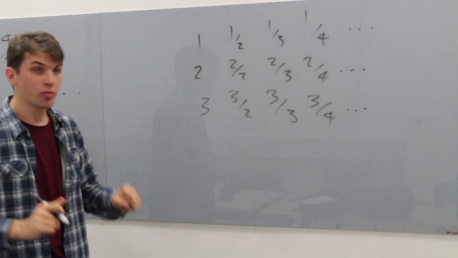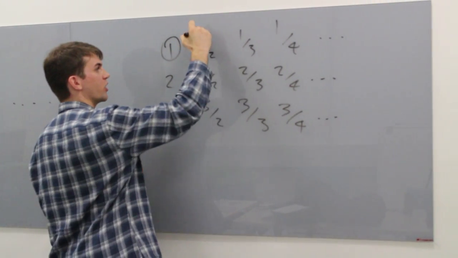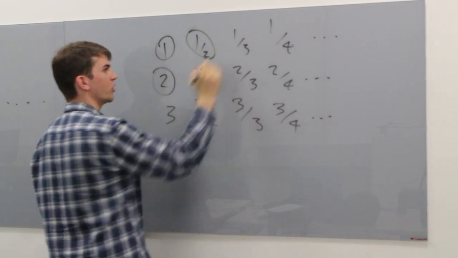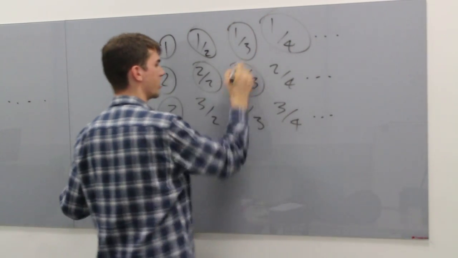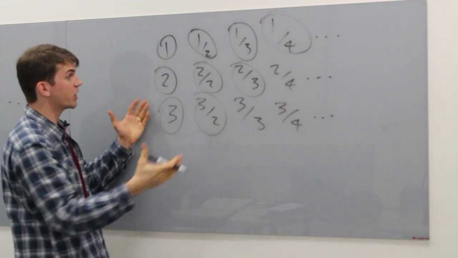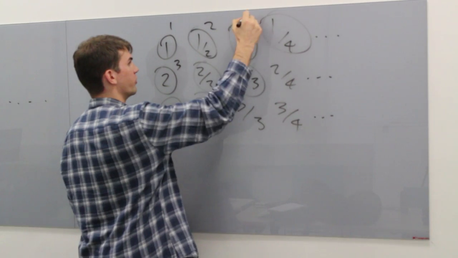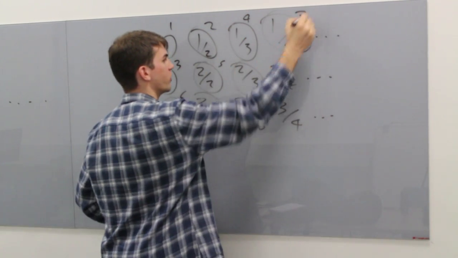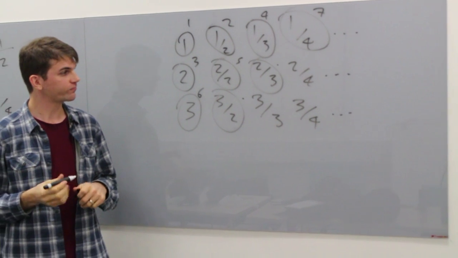Okay, so I'm going to count these numbers as follows. This is going to be the first one. The second one, the third one, fourth, fifth, sixth, seventh, eighth, ninth. And I'm working down in diagonals. And if I do it like this, I'm going to count all of those numbers. So 1, 2, 3, 4, 5, 6, 7, etc. So we can actually count all the fractions.